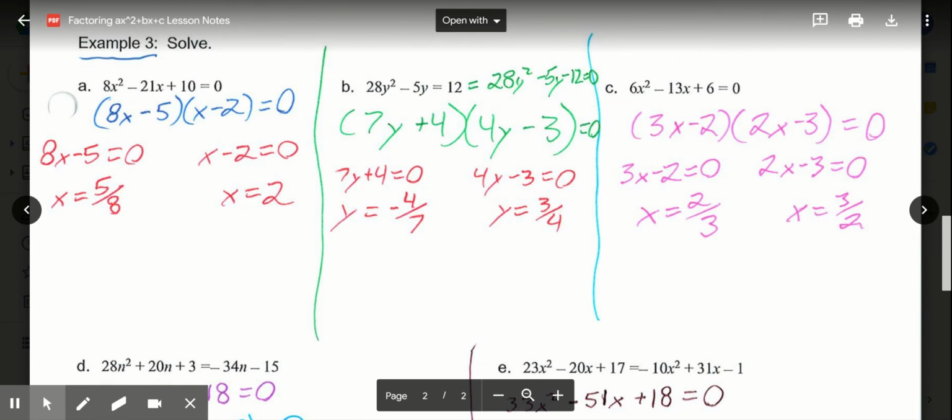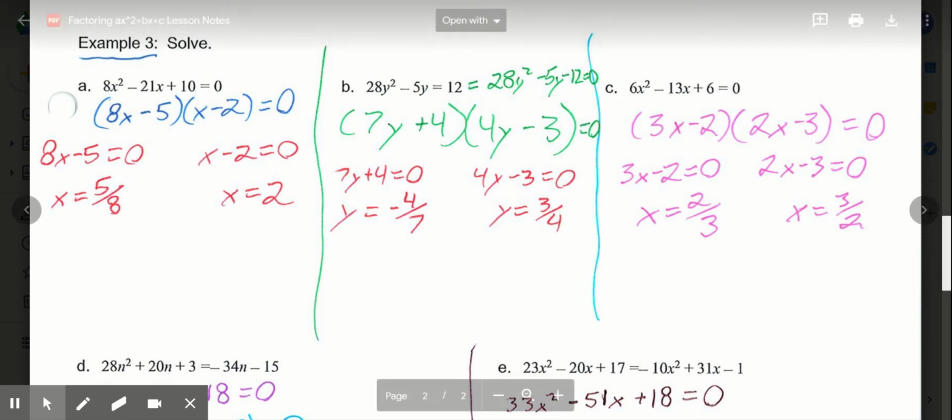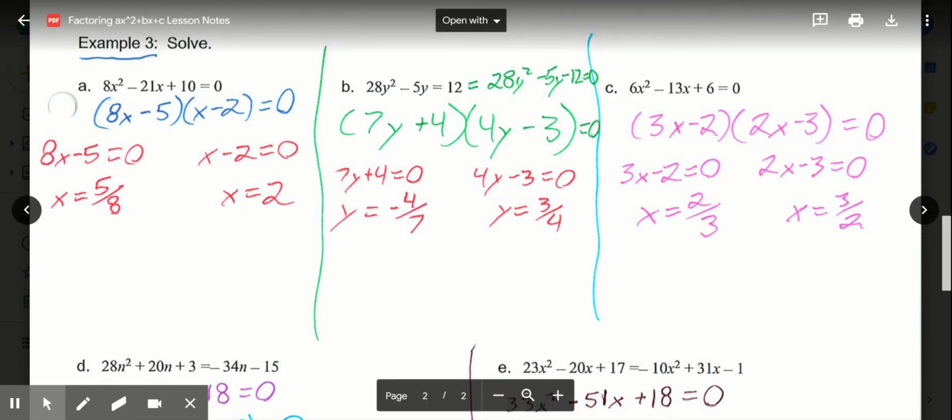And then in C, already in standard form, so we have to factor the left, 3x minus 2, 2x minus 3, set each one equal to 0, solve for x, so add 2 and divide by 3, or add 3 and divide by 2, and we get 2/3 or 3/2.